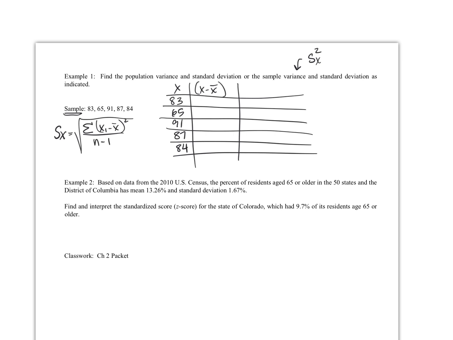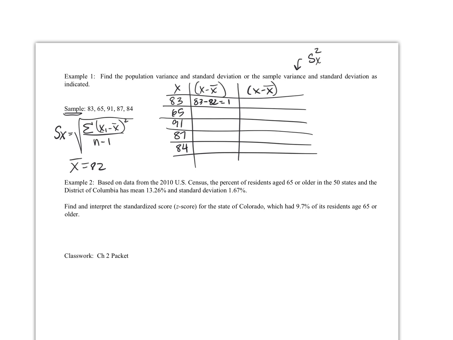So what do we need to do here? What's the first thing we need to do? Find the mean. Yep. So let's do that. So 83 plus... Okay, so I got 82. Did y'all get 82? Great, okay. So now we do the subtraction part. So we do 83 minus 82 is 1.